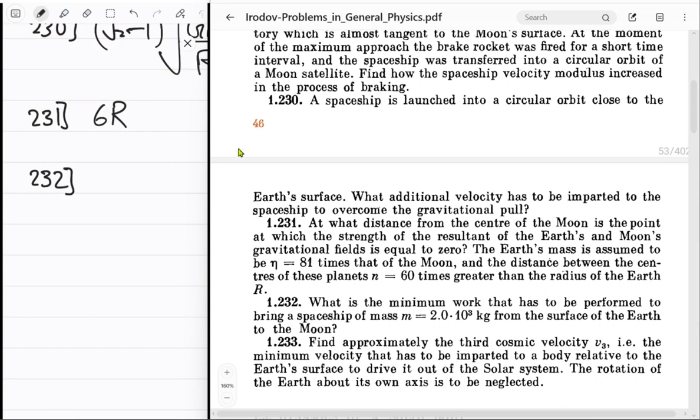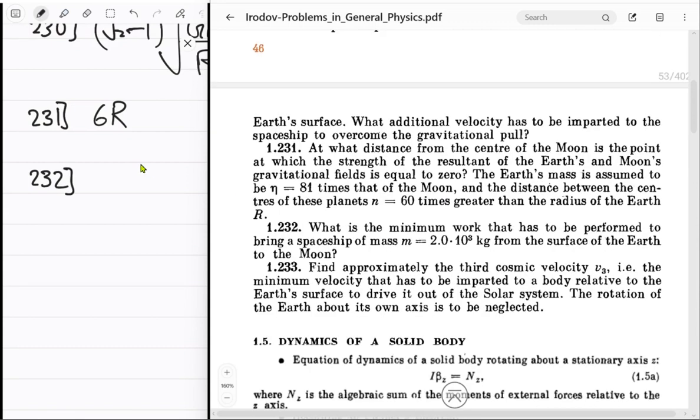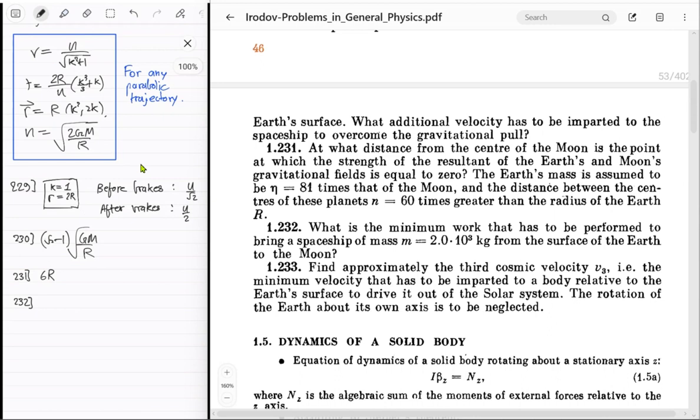232. Sorry. Yeah. What is the? I mean, this is weird. You got from a question like this to a question like this somehow, right? 232. What is the minimum work that has to be performed to bring a spaceship of mass something from the surface of Earth to the moon?